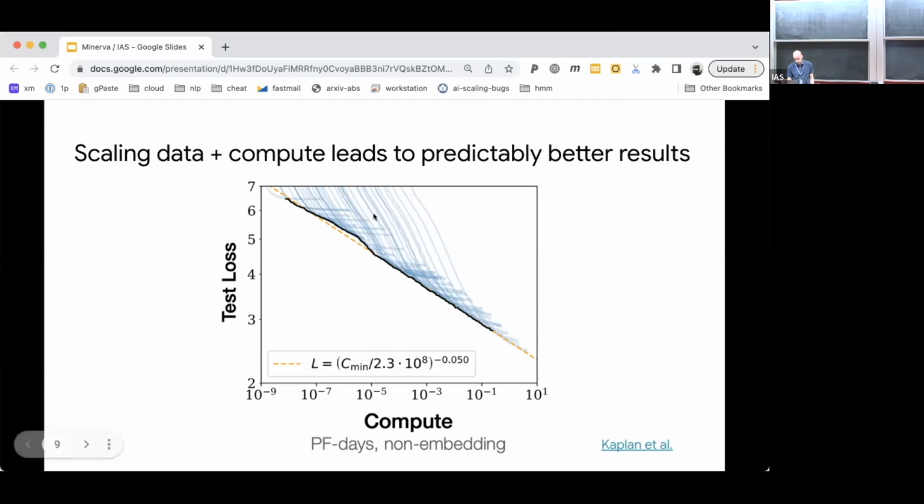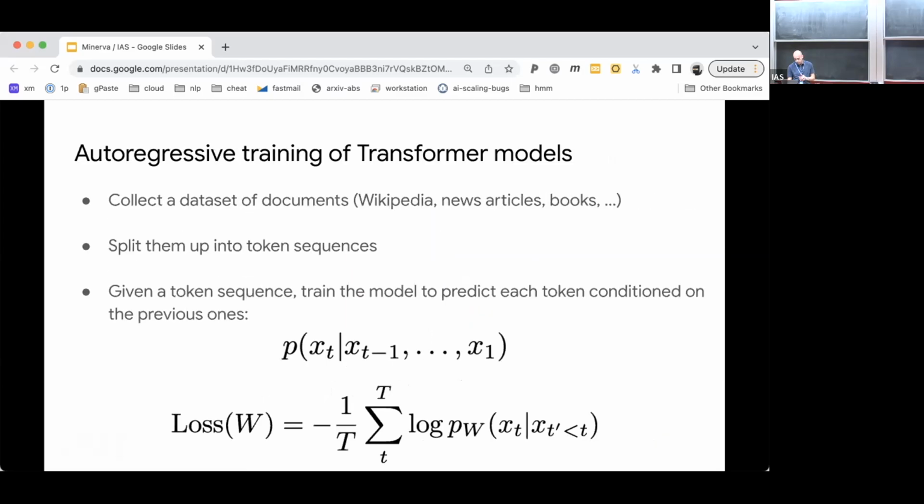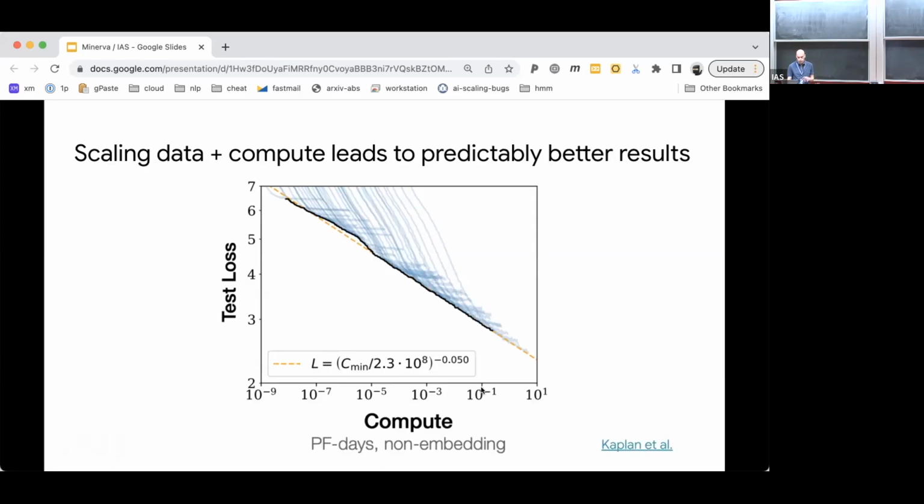This is a plot where every line is the training curve for a particular model. The x-axis is compute: how many flops we actually invested in training this model, which is proportional to the number of tokens we showed the model times the compute spent in the forward and backward pass. And the y-axis is the test loss, precisely this loss calculated on a bunch of unseen data.